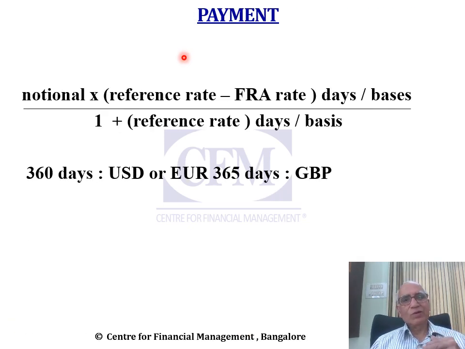The buyer is entitled to receive a payment equal to notional amount multiplied by the difference between the reference rate, which is 4.4%, and FRA rate, which is 4.2%, multiplied by number of days during that 6-month period, divided by basis. The basis is either 360 days or 365 days depending on the currency in which the FRA has been done. This benefit that the buyer is entitled to is receivable at the end of the period, so it has to be discounted for that 6-month period.